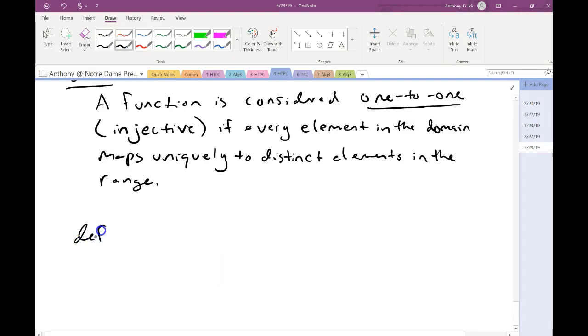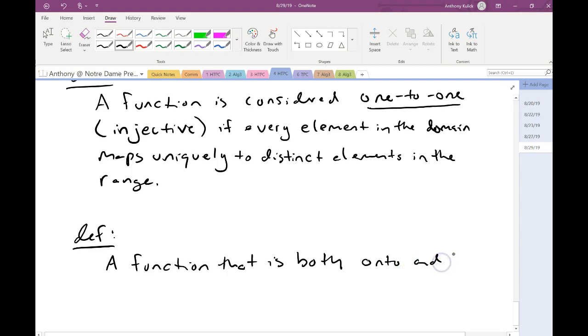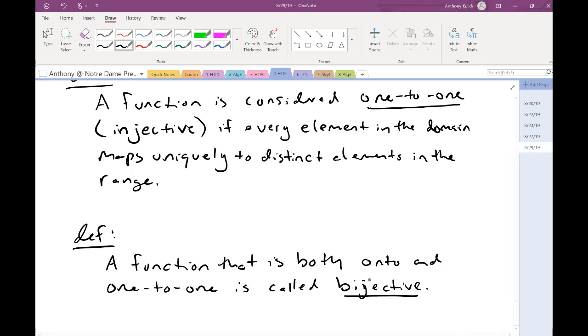And then one last definition. So we say a function that is both onto and one-to-one is called bijective. Everybody okay with that idea?